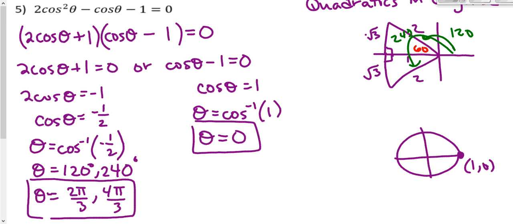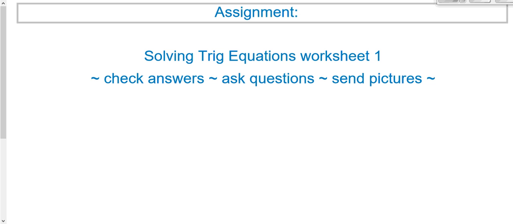Okie dokie, artichokes. Here's your assignment. There's a worksheet. It has 7 problems. Number 1 is like example 1. Number 2 is like example 2. Guess what number 3 is like? And 4 and 5. That's right. They match up. So you could look back at your examples as a guide. And then there are numbers 6 and 7, which you're going to figure out. You can do it. I think you don't need an example for those. I think that you can use your little brains and figure it out. Check your answers, ask questions, send pictures, and have a great time.